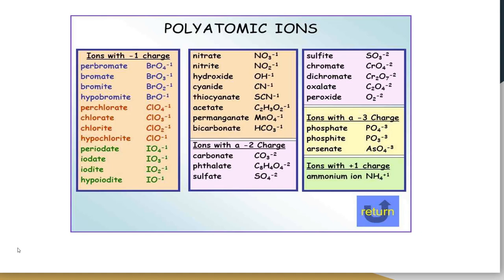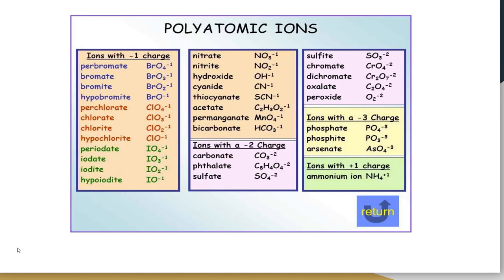Notice we do have some with a -2 charge. Carbonate, phthalate, I'll be honest, you won't run into that a whole lot. You will run into sulfate. Sulfate is a pretty common one, SO4 with a -2 charge. And if we move over to the right, you'll notice sulfite has a -2 charge with an SO3 formula. Again, one less than the SO4. And with a -3 charge, you have phosphate, which is the common form. One less oxygen would be phosphite.